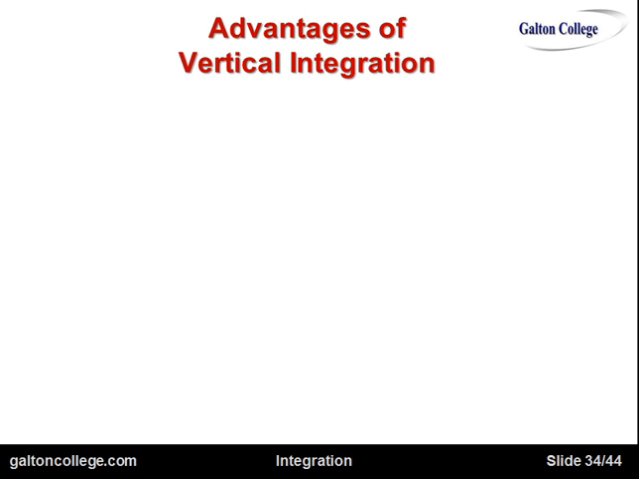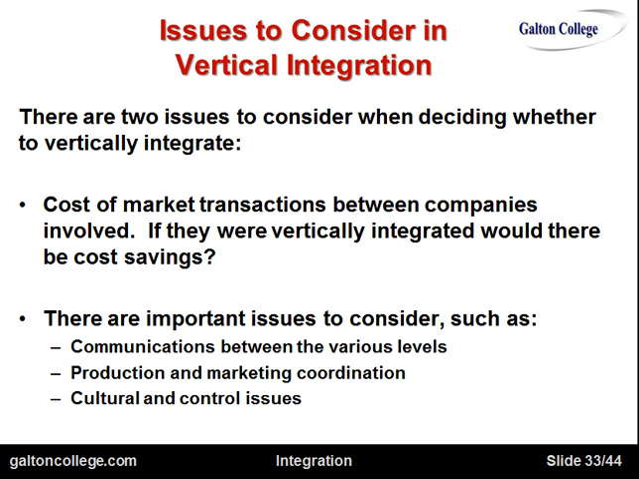Oops, sorry, I've jumped forward. Also, we've got cultural and control issues. It's difficult to control a large organization, a large vertically integrated organization. And even though it is vertically integrated, management will probably see it as different divisions, if you like, different strategic business units, each one operating almost independently, but relying on information flowing throughout the system to keep it pulling towards the corporate objective, whatever that is.